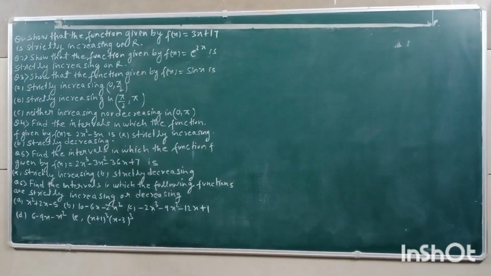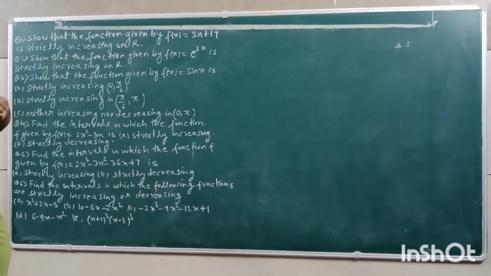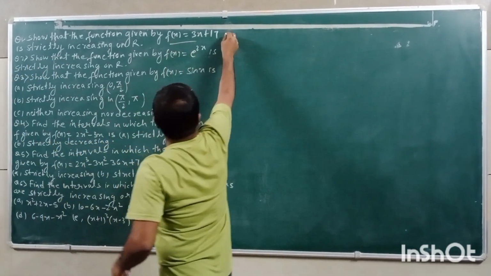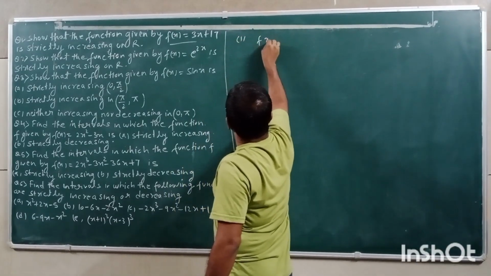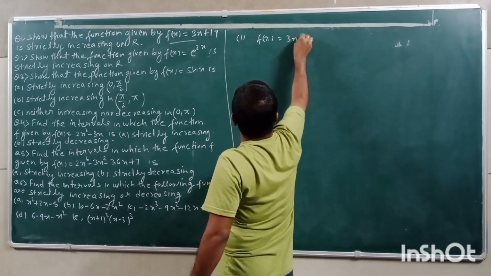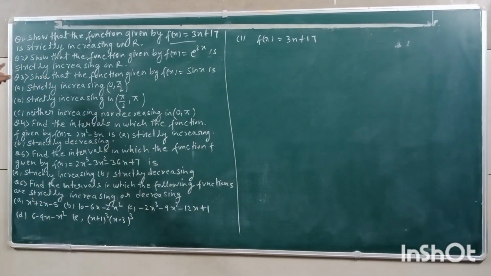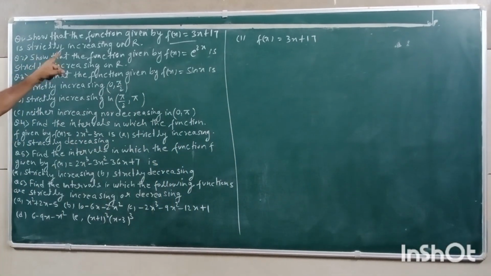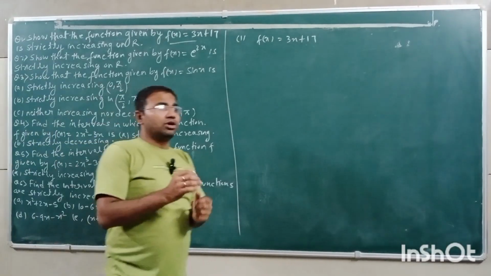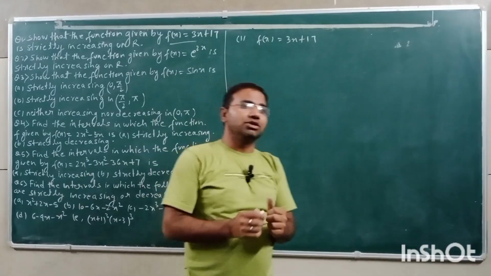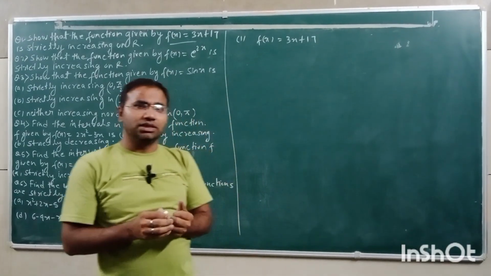See here what the question is saying. The first question: the function f(x) is equal to 3x plus 17. It is asking whether it is strictly increasing. For telling whether a particular function is increasing or decreasing, we will find the derivative of the given function.